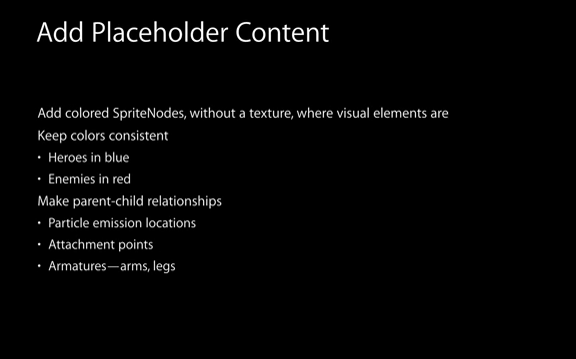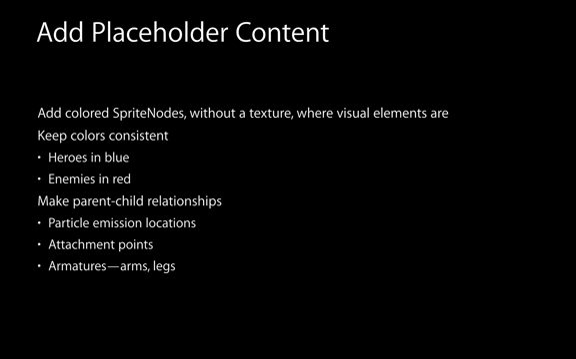Then you move on. You add placeholder content. This is often what we call red boxing. So pick a color that you like for your heroes. Blue, perhaps, is perfect. Add them as colored sprite nodes. Don't bother with the texture right now. Just put them in the right spot, right size. And this is a key to your artist, that you're saying, I want this to be roughly the size over here, right? Because your artist can go and make crazy assets.